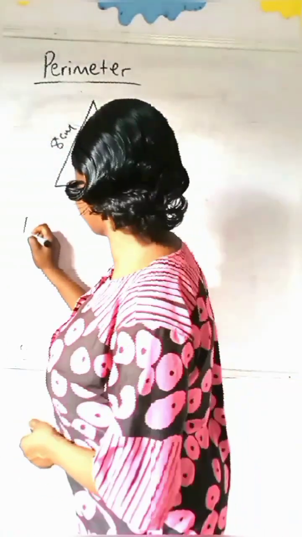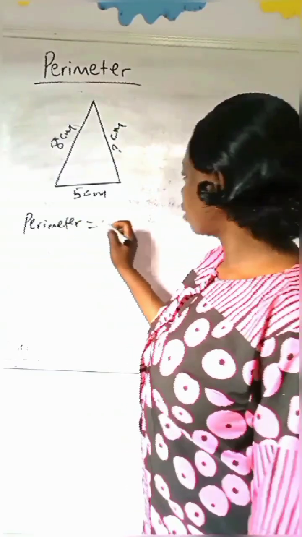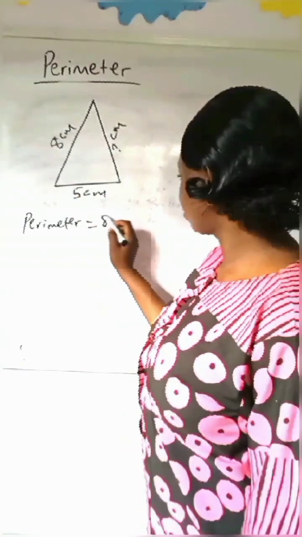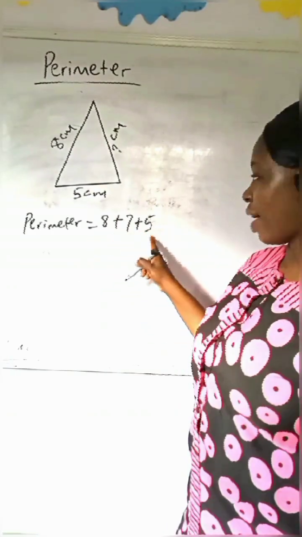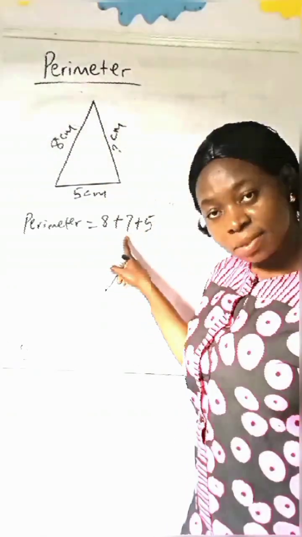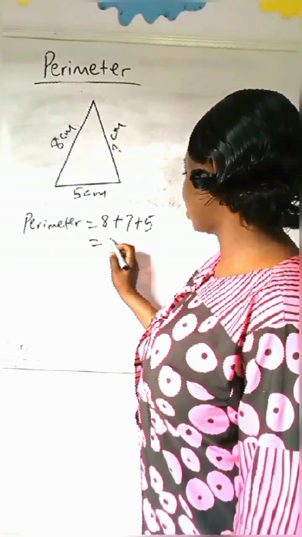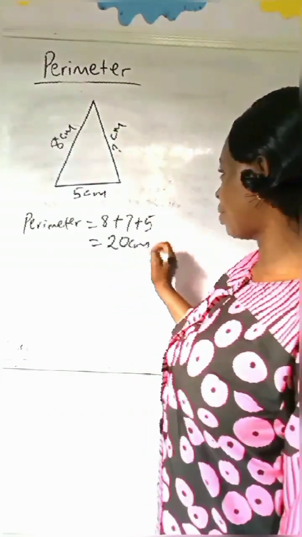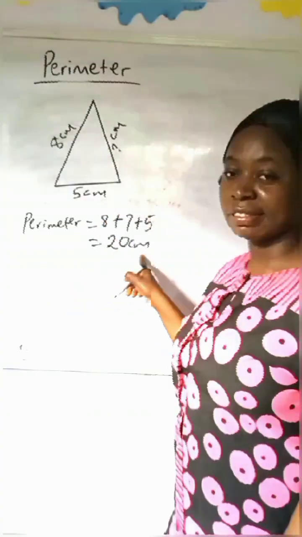So the perimeter is equal to 8 plus 7 plus 5. So 8 plus 7 is what? 15. 15 plus 5 will give you what? 20. So the perimeter of this is 20 centimeter. You can see that the unit we have here is centimeter, so our answer will be in centimeter.